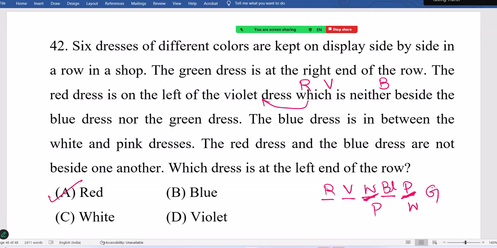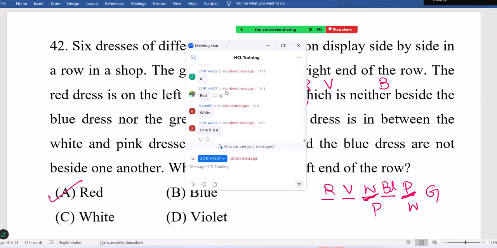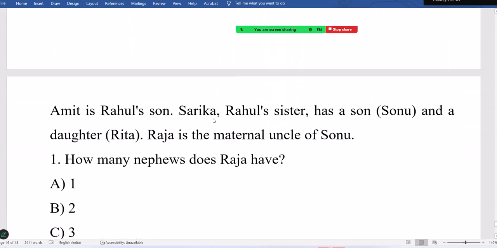Yeah, this is the possibility and all conditions satisfied and you can check it out. So red is the answer here. Yeah, white and pink or white. Right, now let's see about the next one.